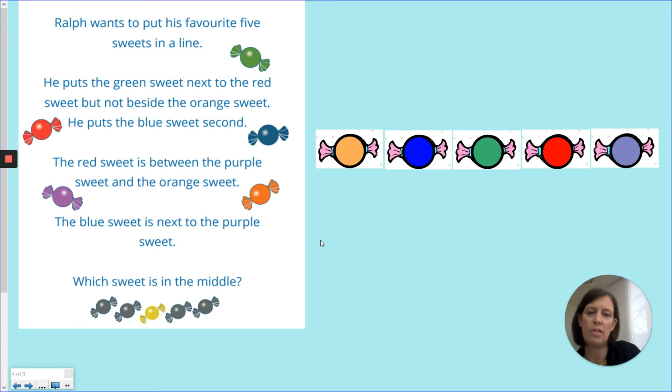Okay, so here is the solution. You've got it. Orange, blue, green, red, purple was the order of his sweets. So which sweet is in the middle? It is, of course, the green sweet. Well done if you had a go at that one and got that right.